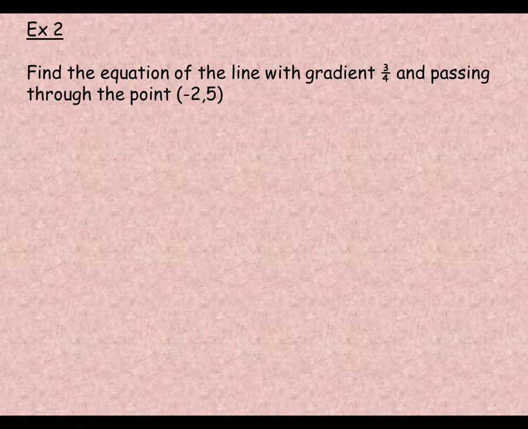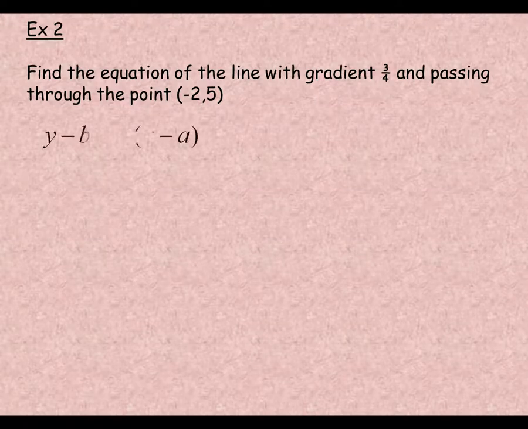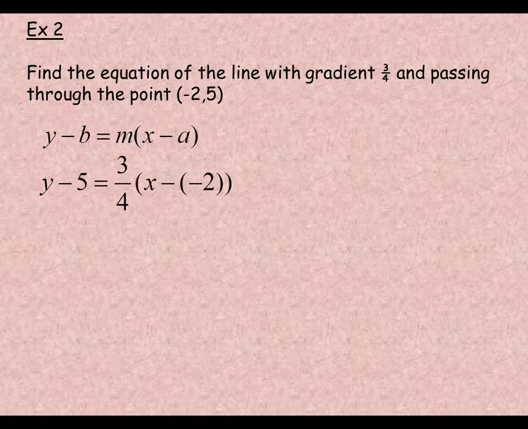Second example. This example is identical to example 1, but has been chosen because the gradient's an example of a fractional gradient, which you've got to be, again, at Higher comfortable with, as it will be quite a regular occurrence. Subbing in Ye Old Faithful, replace the b with 5, replace the m with 3/4, and replace the a with minus 2. Watch out for the double negative. At this point, now, this is very context dependent, but since they just want the equation, whatever form the equation you give it in is actually reasonable.